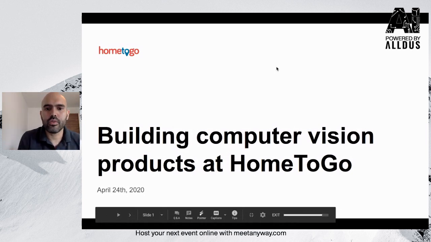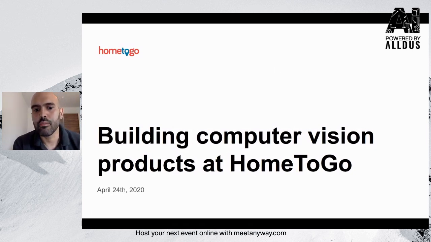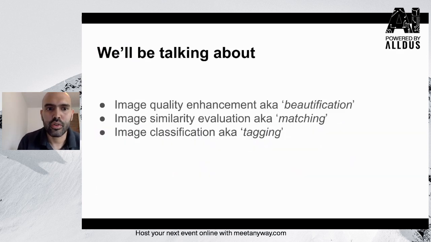So I'll be showing you how we build computer vision products at Hometogo. My name is Antonio Rueda, and I'm a data scientist at Hometogo. We'll be talking about image quality enhancement, which is called beautification. Also, image similarity evaluation, which is an important business problem for us in Hometogo, and also image classification that we call tagging.